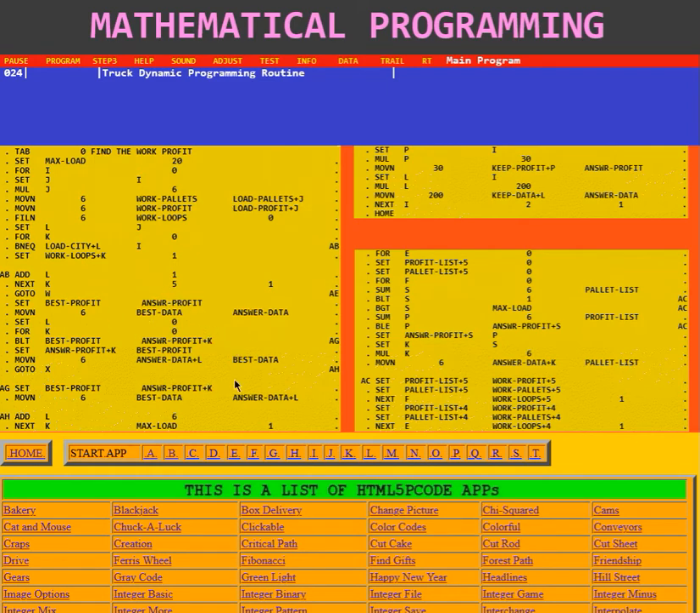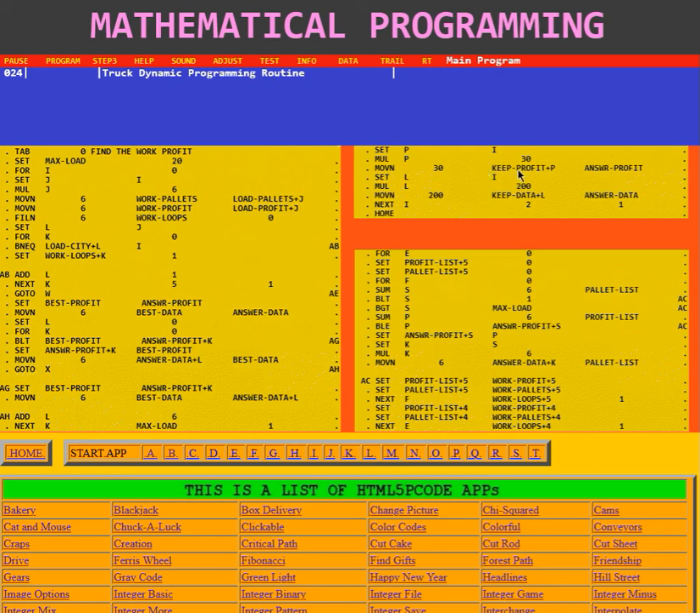So the dynamic programming solution that it uses later can just say, I have room for this many, what's my best profit? Then it goes over here and says, set P to I, multiply P by 30, move the 30 values of answer profit. Remember, that's what we've been figuring out down here, to keep profit at offset P. Also set L to I, multiply L by 200, and save all the answer data that you've got.